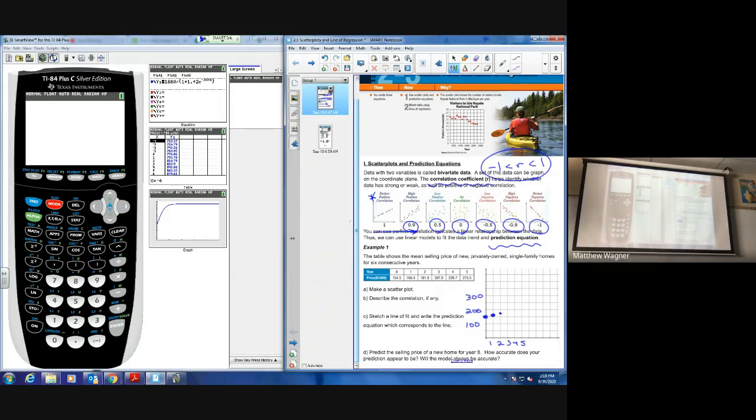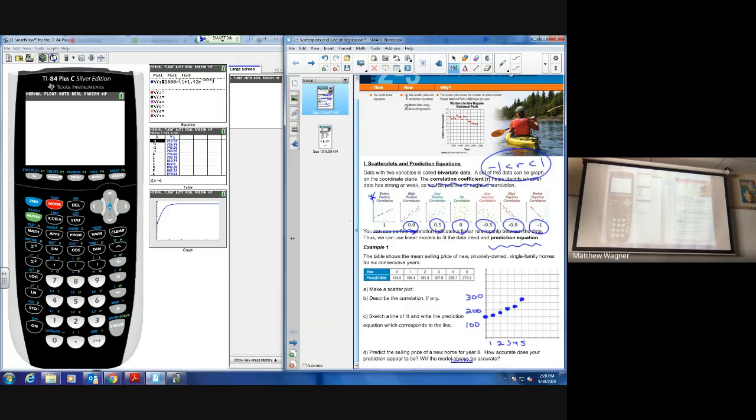2 is at 181. 3 is at 207, so just over. 4 is at 228, so we'll say right about there. And then 5 is going to be at 273, which we'll say is up here. Okay, if you notice, the values don't fit that line perfectly, but what type of correlation would you say they have?